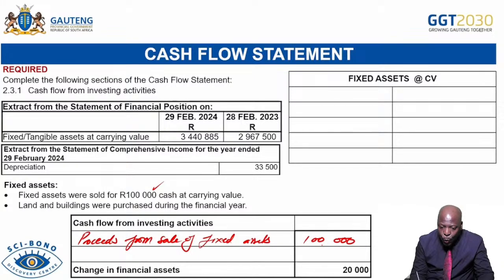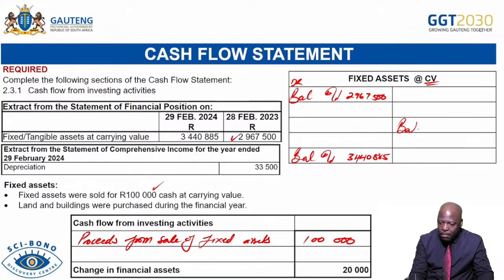And then we are going to open a fixed asset account. And remember, it is at carrying value. So on the debit side, it will increase. So I'm going to start here with my balance brought down in 2023. That is 2,967,500. That is my balance brought down there. And then right at the end, I have another balance brought down here, which is 3,440,885. We stick together, which here becomes my balance carried down, which is 3,440,885.